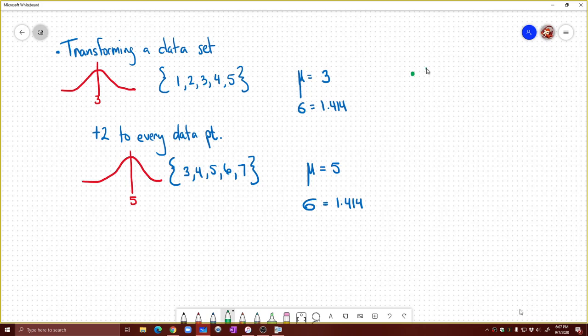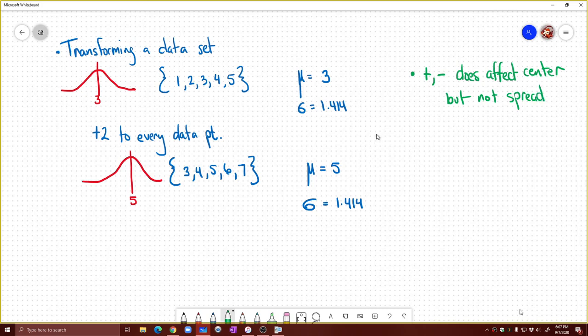So let's go ahead and we'll put that here. So adding and subtracting does affect center, but not spread.